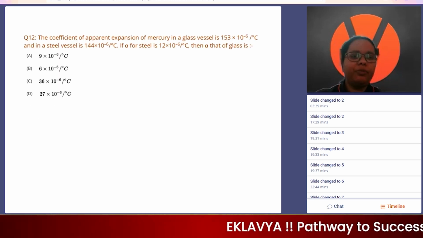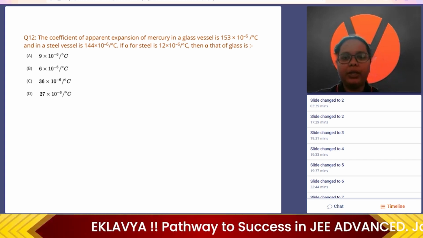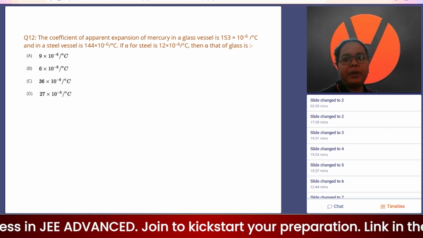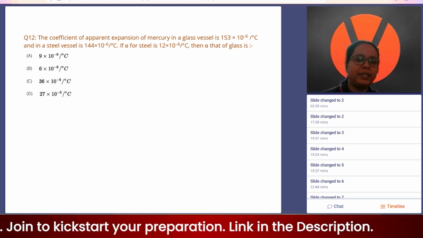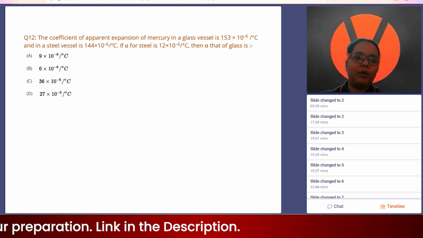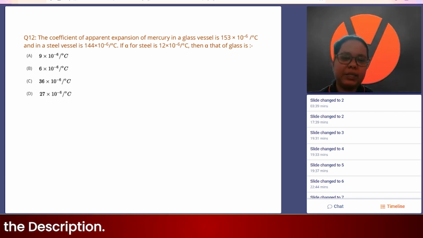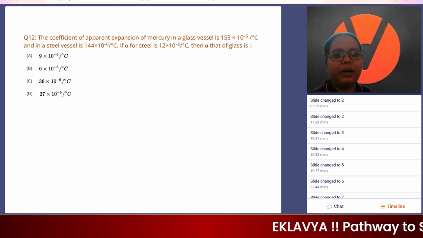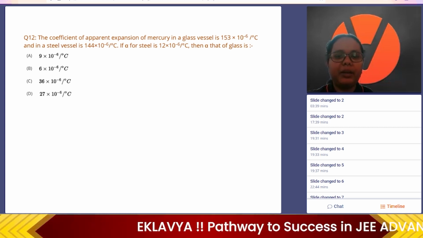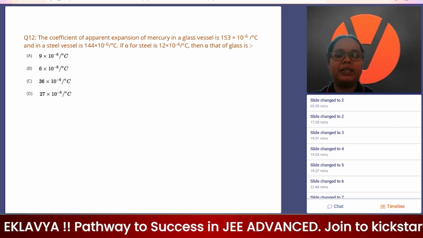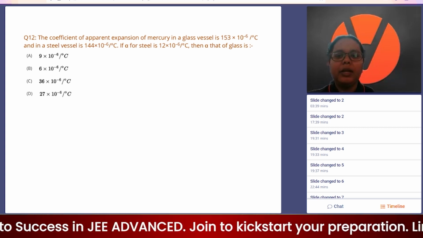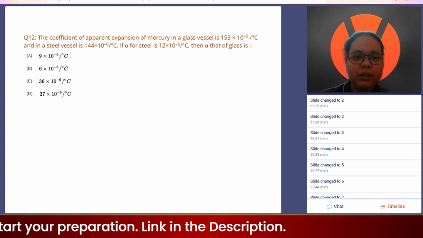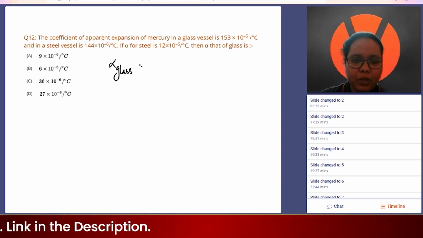The coefficient of apparent expansion of mercury in a glass vessel is 153 into 10 power minus 6 per degree Celsius, and in a steel vessel it is 144 into 10 power minus 6 per degree Celsius. If alpha for steel is 12 into 10 power minus 6 per degree Celsius, then what is alpha for glass? For glass, they are asking.